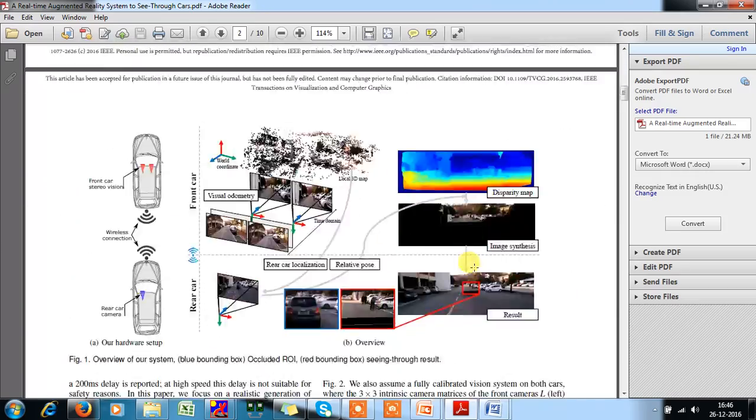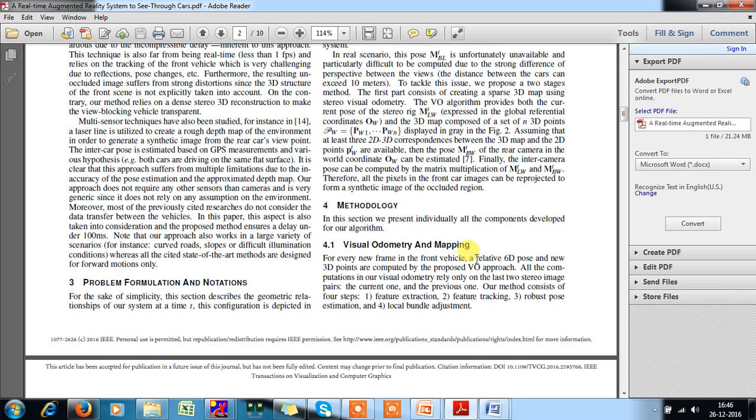We use some techniques in this project. The technique we used in this project is visual odometry and mapping. The term visual odometry and mapping is nothing but a relative 6D pose and a new 3D pose which it will produce in front of the front vehicle, and this will be proposed as a VO approach, and this approach will only have two stereo images, the current one and the previous one.